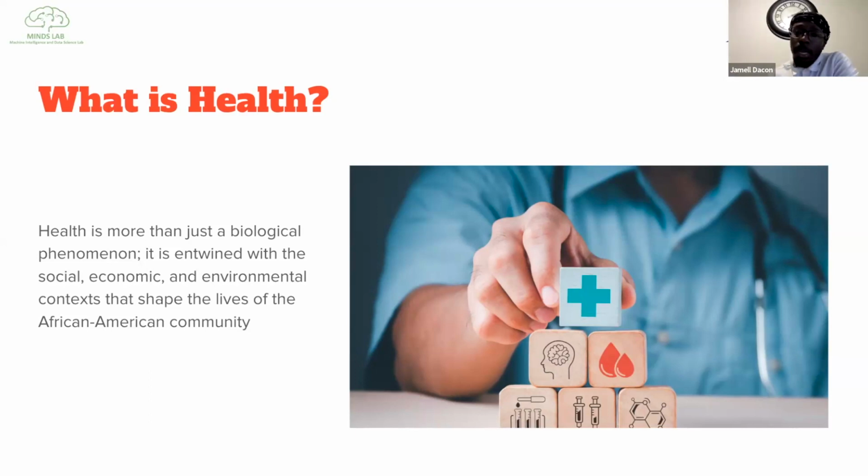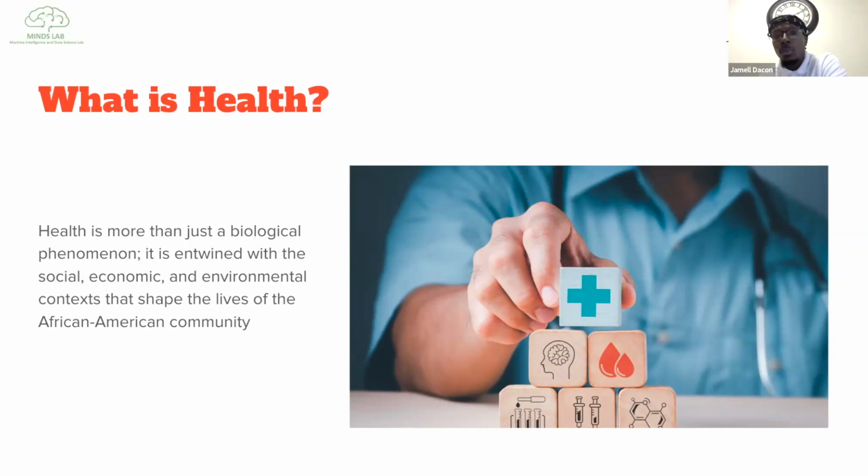the threads of health and wellness are woven into the very fabric of our shared existence. Yet there's an undeniable and deeply troubling reality that persists within racial and ethnic groups, right? So there's a stark contrast in health outcomes that disproportionately affect African Americans. One thing I want to make sure of is that we all are on the same page, that we have a solid understanding that health is a fundamental right. Yet for many African Americans, it remains an elusive promise.